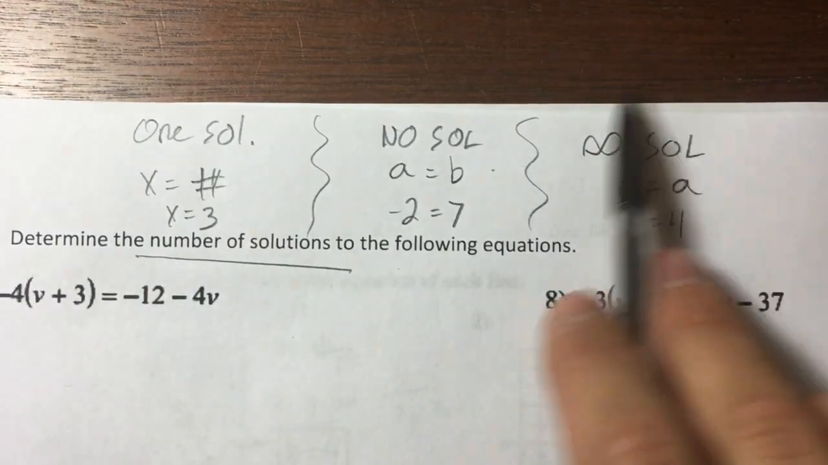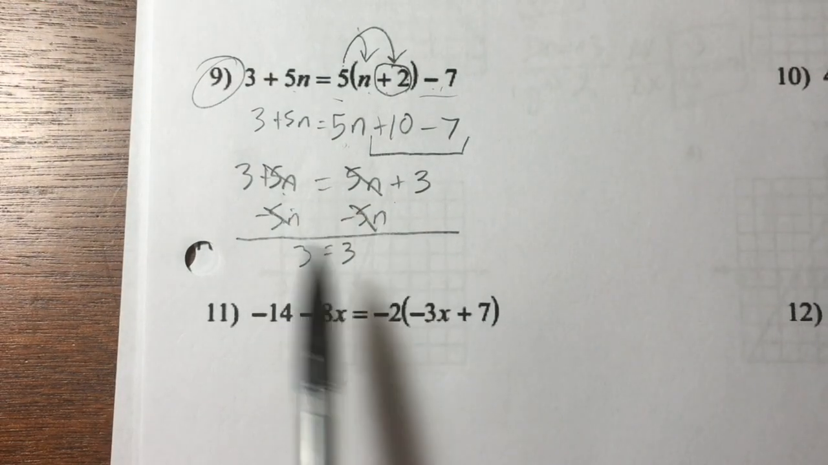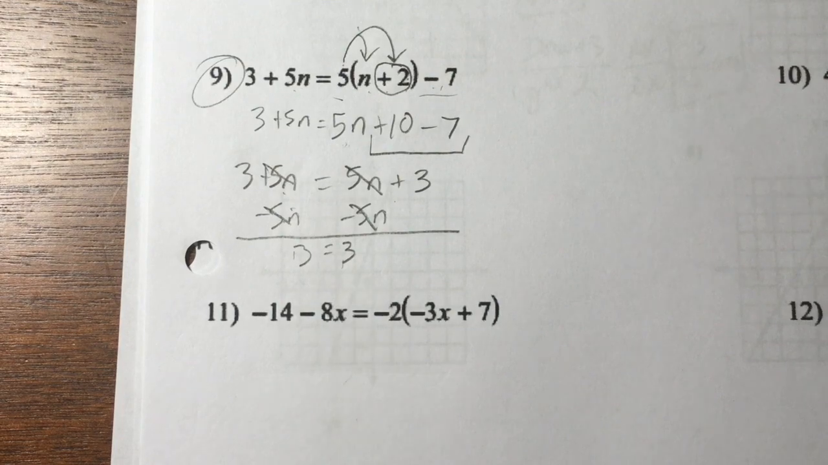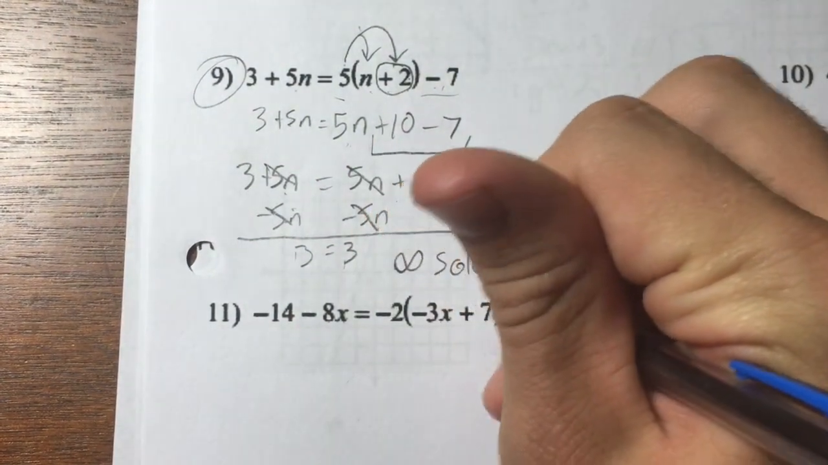And then if we look back up at the top, this is our form for infinite solutions, because this is always true no matter what. So we could pick any value for n, this will always be true. So that means we have infinite solutions.